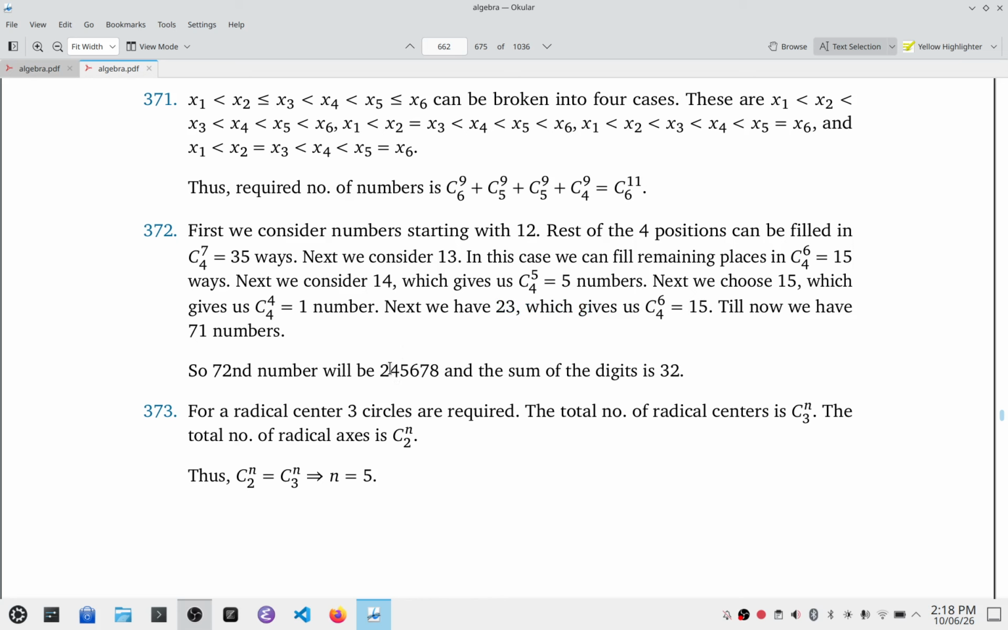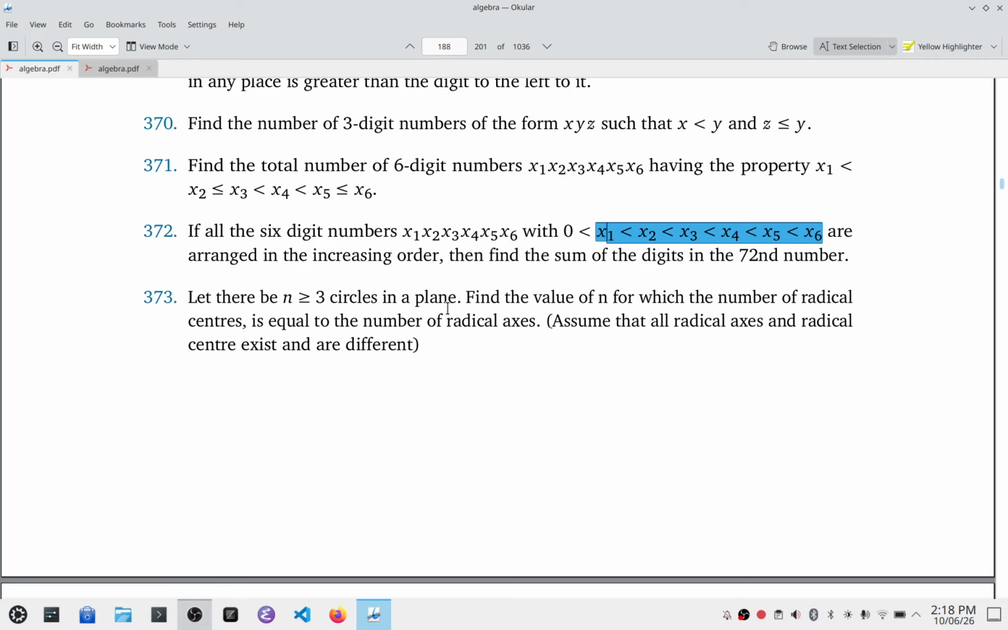So the 72nd would be the next possible biggest digit, so 24. And the next possible smallest digits are 5, 6, 7, 8. And the sum of digits is 32.